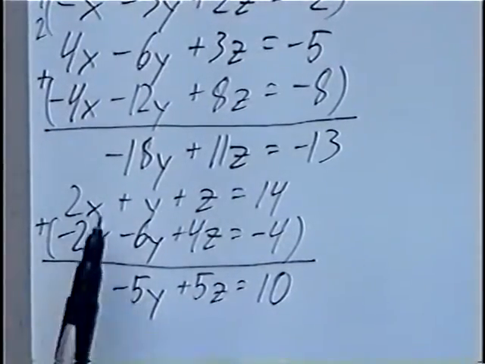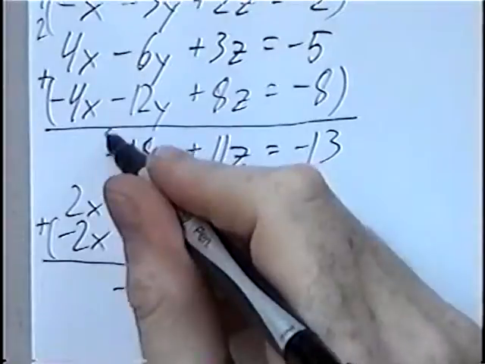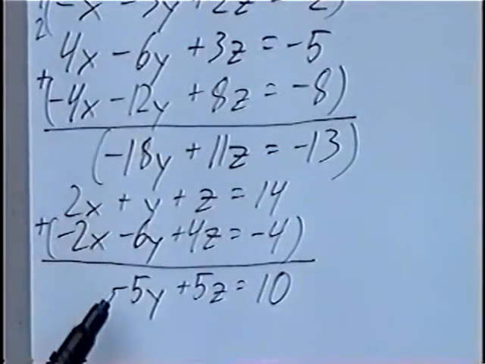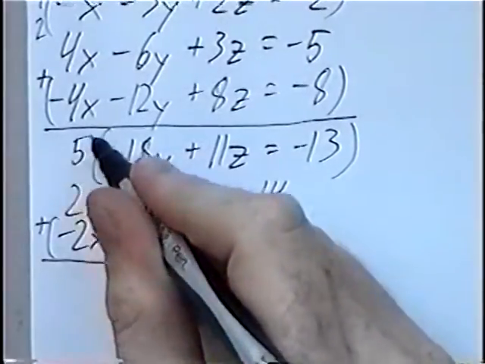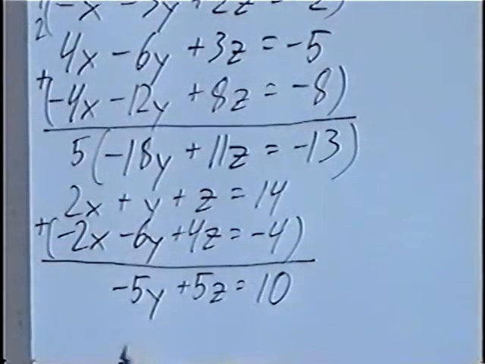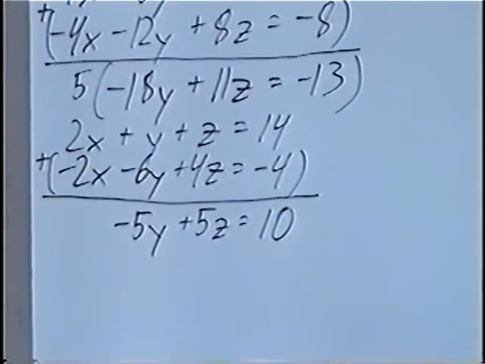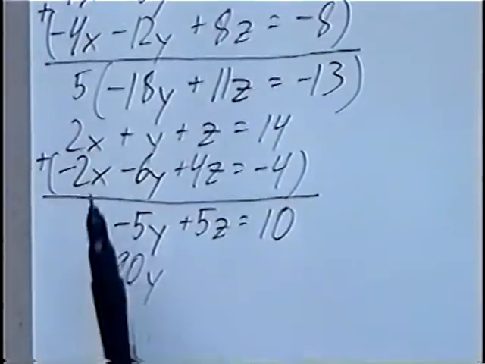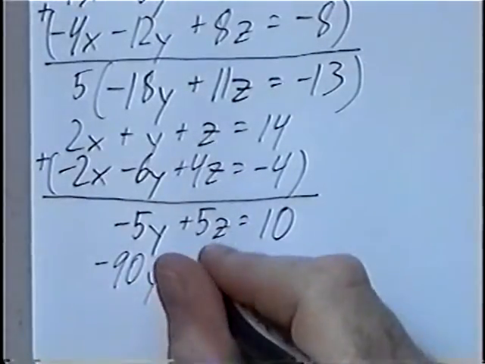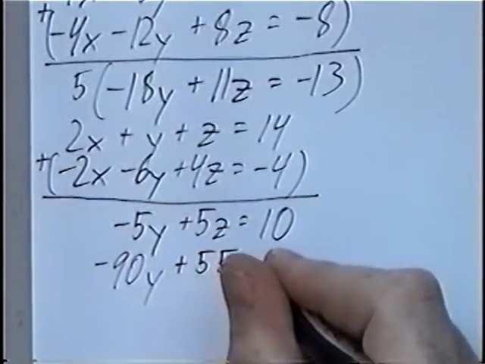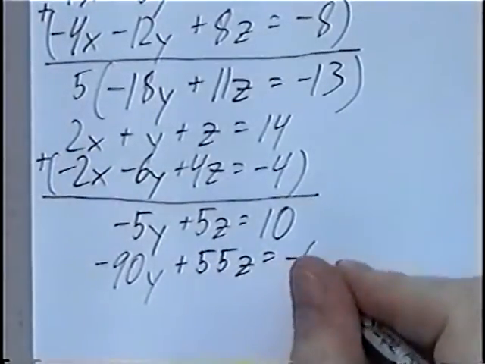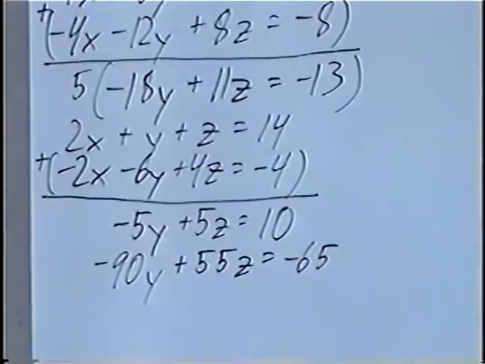If we take the equation that we had before with y and z, we can multiply negative 18 by 5. That way the y's will match up after we multiply the second equation. 5 times negative 18 would be negative 90y. 5 times 11 would be 55z. And 5 times a negative 13 would be negative 65.